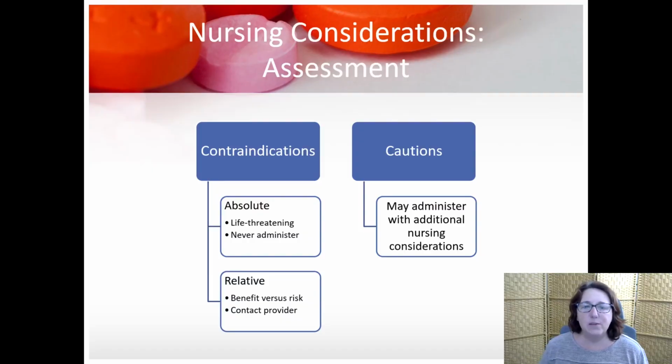So for contraindications, we have absolute and relative. Absolute is life-threatening, never administer. Think anaphylactic reaction. Relative means we will balance benefit versus risk. We need to contact the provider before administration. Caution would mean that it's safe to administer with additional nursing considerations in place. This may be assessing for severity of the disease or interventions such as additional monitoring or timing of the medication.